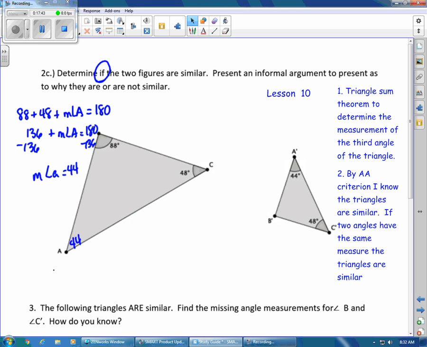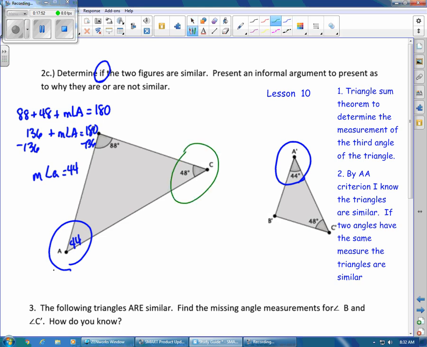So I can put that in here, and now I can check. A is 44, A prime is also 44. C is 48, C prime is also 48. So as a result of that, I know that the measure of angle B is also going to be 88. I don't even have to do the triangle sum theorem because I know that similar triangles have corresponding angle measures that are the same. So by angle-angle criterion, I know the triangles are similar. If two angles have the same measure, the triangles are similar. I know the third one is also going to be the same.